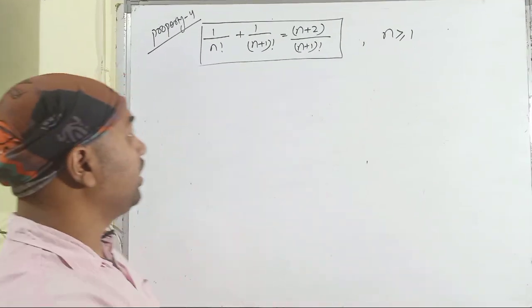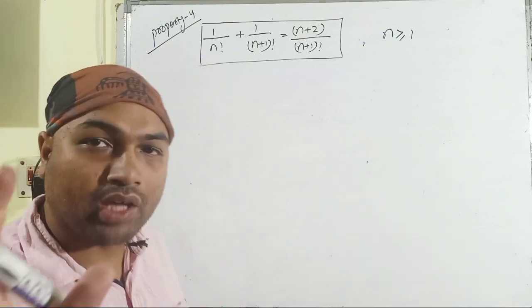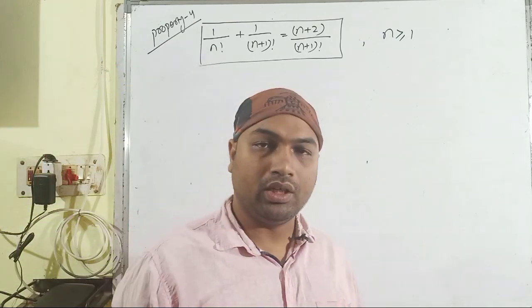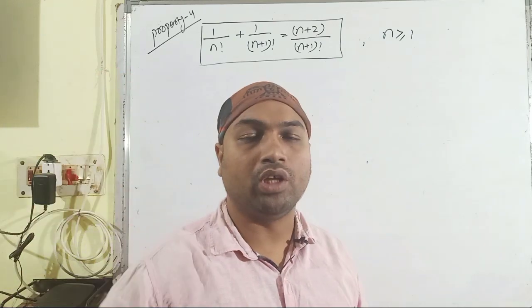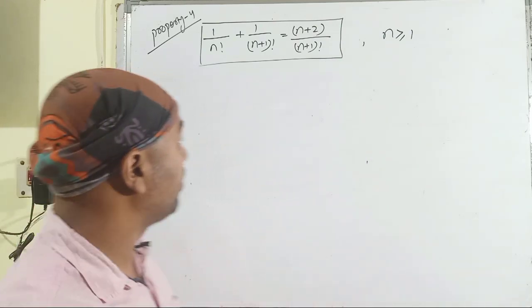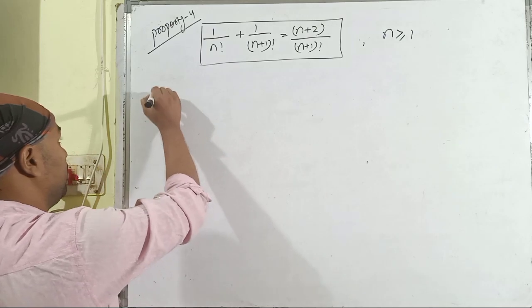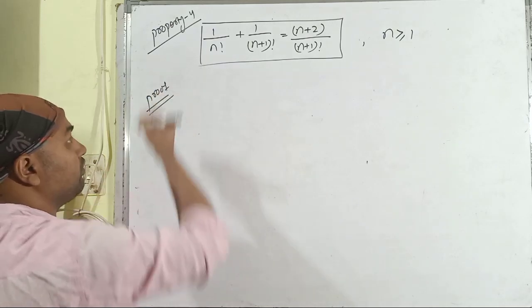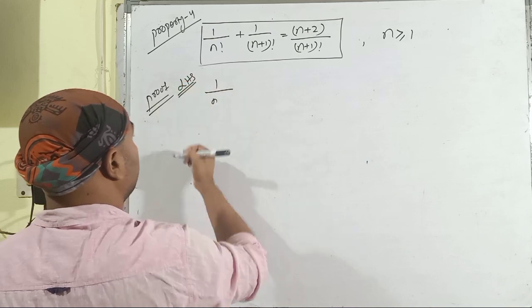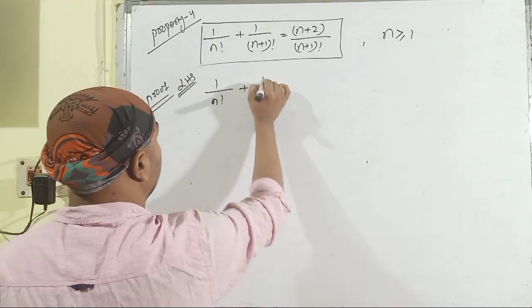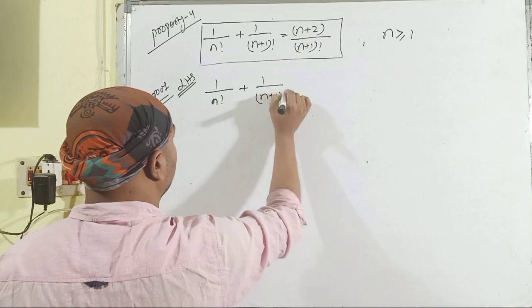So here it is property number 4. First of all, we have to prove this property or formula. Then we have to solve some problems based upon this formula. Okay, so let us go through the proof of this formula. Considering the left hand side, 1 upon n factorial plus 1 upon factorial of n plus 1.